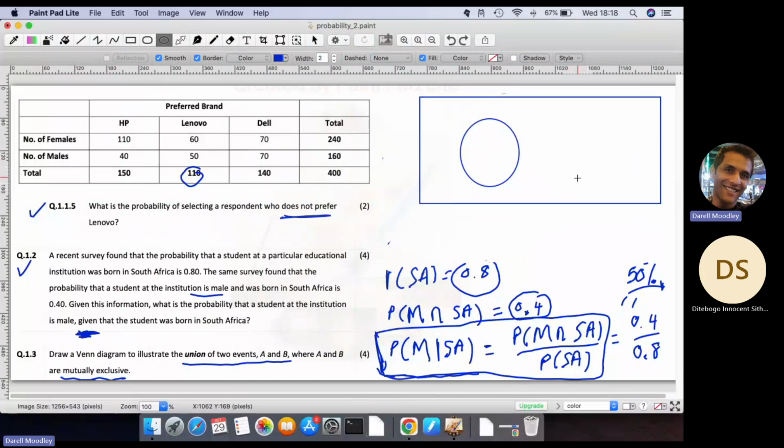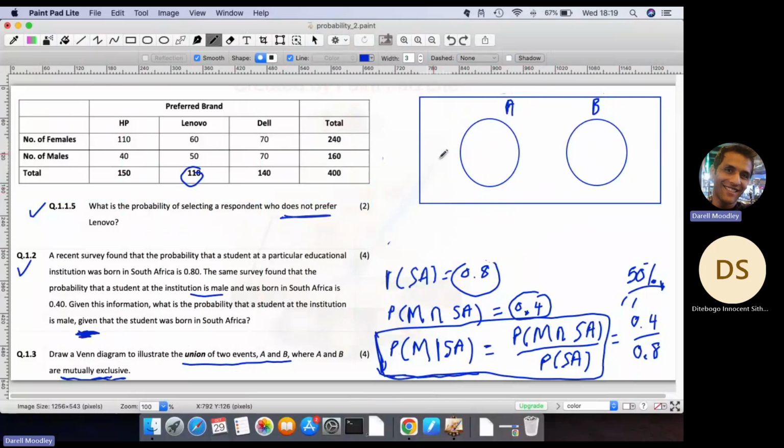Because they're mutually exclusive, these circles do not intersect. They will be like that. They don't overlap each other at all. They will be separate because they're mutually exclusive. The question tells you they're mutually exclusive, hence why they don't intersect. So this can be A, and the other circle will be B. They don't intersect, and that'll indicate that they're mutually exclusive.